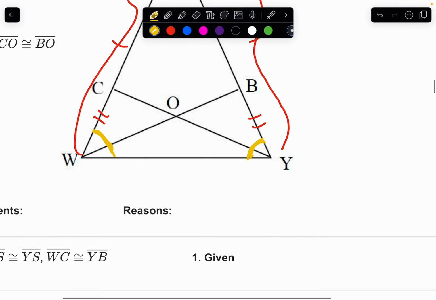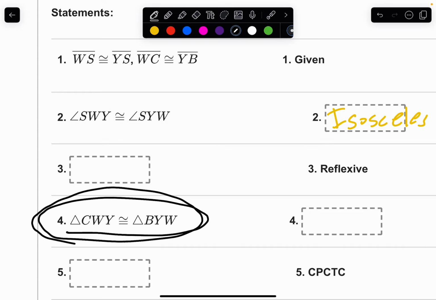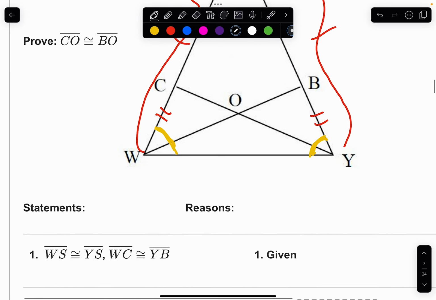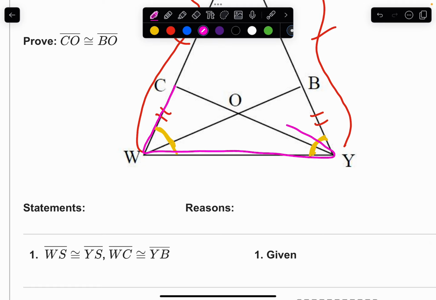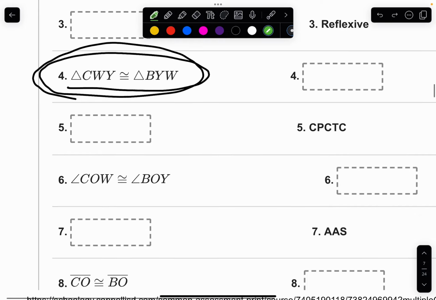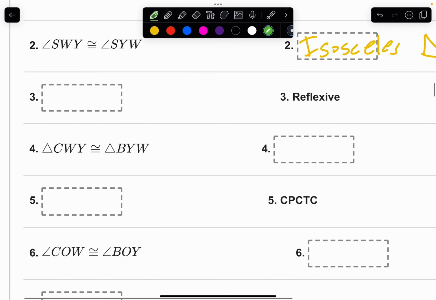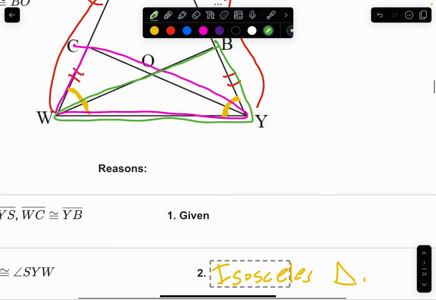Well, this is where it gets kind of tricky. What are they building? Like, where are we even going? So if we look at the next line, this is what we're trying to build. So I'm going to highlight those triangles, CWY, and its friend over here, I'll make green, BWY. They both use the side WY. So if these are the triangles we're trying to build, then what would be reflexive for those two triangles? It's going to be this side down here, WY.